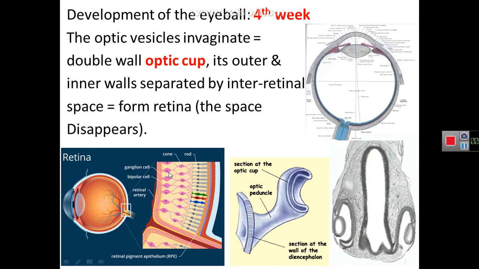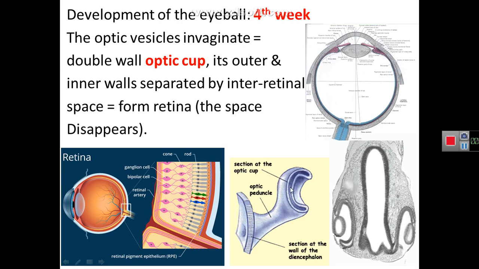Actually, the retina in histology is formed of 10 layers. 9 of these layers are derived from the anterior wall of the optic cup, and the 10th layer only is derived from the posterior layer of the optic cup. And you can see that there is a space between the anterior layer of the optic cup and the posterior layer of the optic cup, which is called the intra-retinal space. After development, the anterior layer of the optic cup will form 9 layers of the retina, while the posterior layer will form only the 10th layer, which is called the pigmented layer.